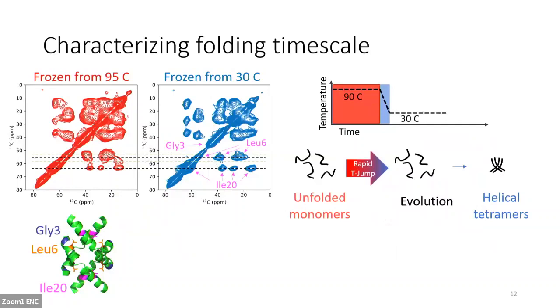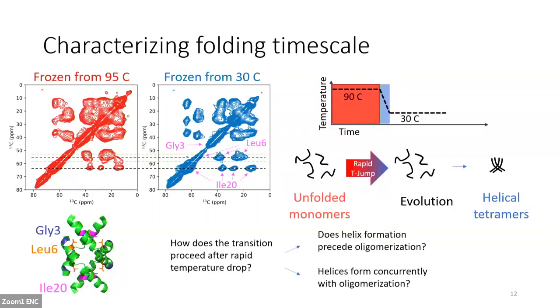So the question that we asked is, how does this folding happen? How does the protein fold if it's cooled quickly from high temperature? What are the intermediates in this process? In particular, does the helix formation precede oligomerization, or do helices form concurrently with oligomerization?